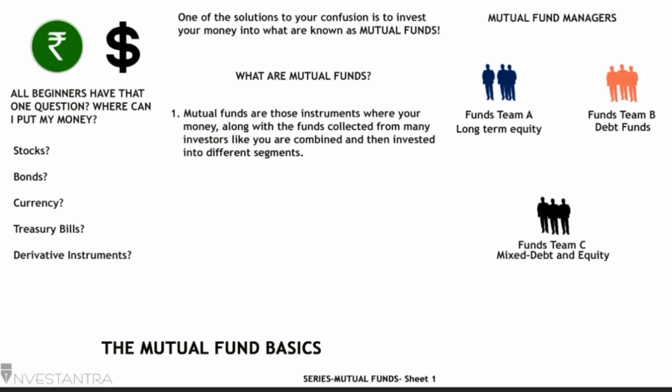What this means is that each of the funds will take your money and the money of the other investors and pool these into diversified securities within that particular asset class. So a long-term equity fund would be buying different stocks. Debt funds would buy different bonds, and the mixed funds would buy a combination of both.